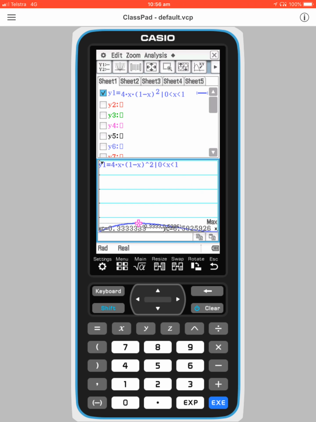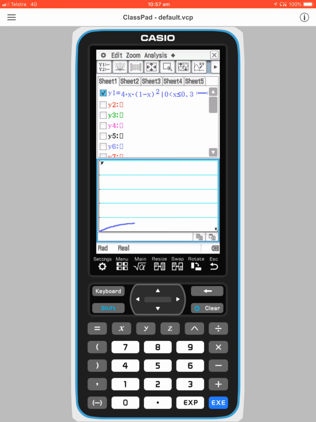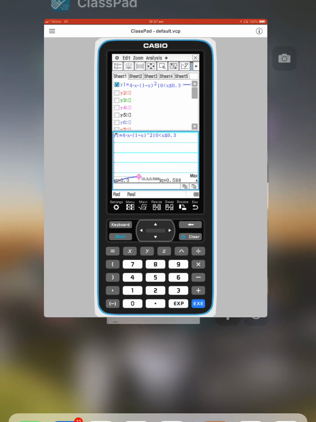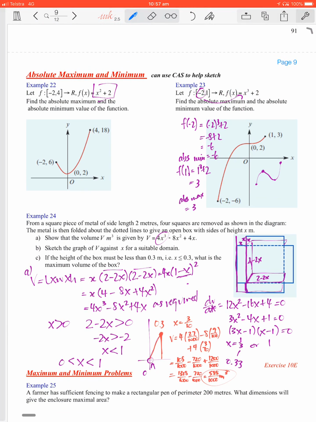Okay, so our max is 0.33, and then whatever that value is, 5.5926. But if we restrict the graph to go up until 0.3, sketch it. Now if I go analysis G-solve max, there is no max. However, there is an absolute max, which is 0.3 and 0.588. Okay, so 0.588, which is exactly what we got here. So that's absolute maximums and minimums. So if they ever ask you for a maximum or a minimum on a domain, you've got to check and make sure that it could be a turning point, but it also could be an endpoint.